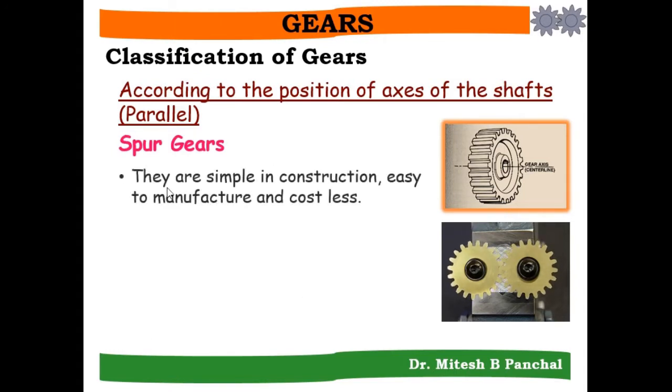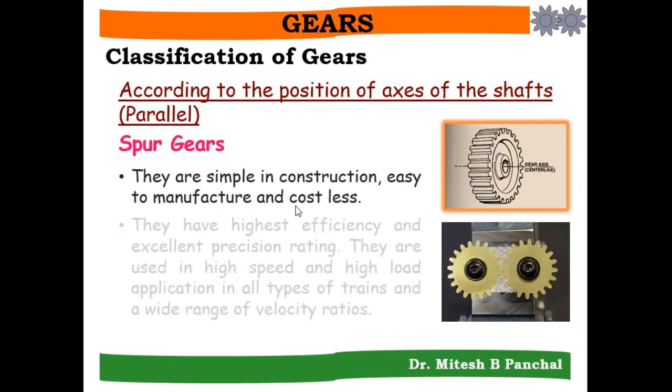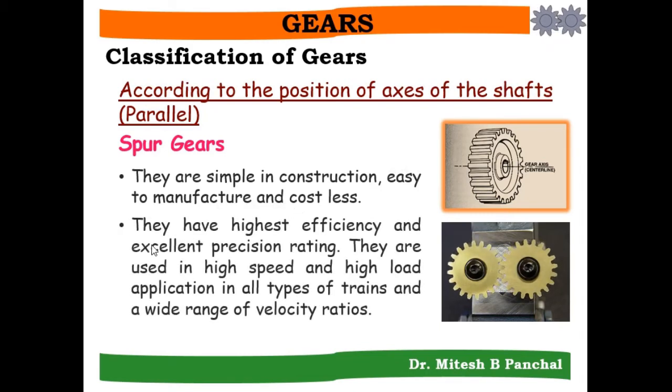Spur gears are simple in construction, easy to manufacture and cost less. As the tooth profile is straight, parallel to the axis, their construction is simple and their manufacturing easy, and because of that the spur gear costs less compared to helical gear. Spur gears have highest efficiency and excellent precision rating. They are used in high speed and high load application in all types of trains and wide range of velocity ratios.